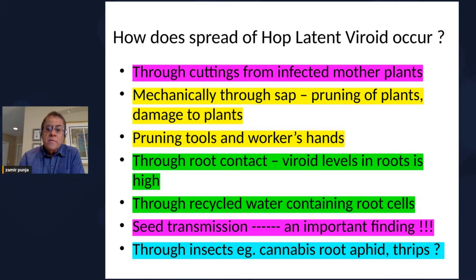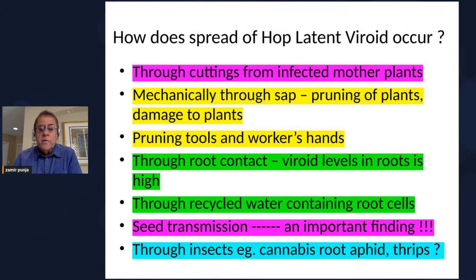Because it's so high in the roots, as we talked about before, there is the chance that the viroid can also spread through root contact, as well as through water, a recycled water that may be containing root cells that came from infected plants. And finally, I'll show you some data that indicates that this viroid can also move through seed. And this was work done at one of the labs that I'll mention in a minute here, Tumi Genomics, that's done some of this work.